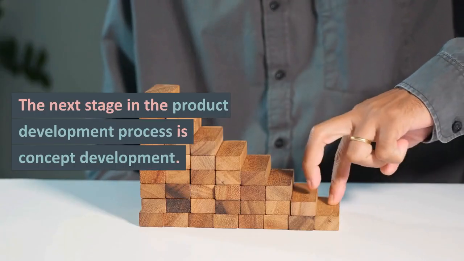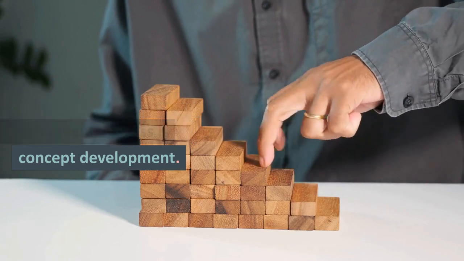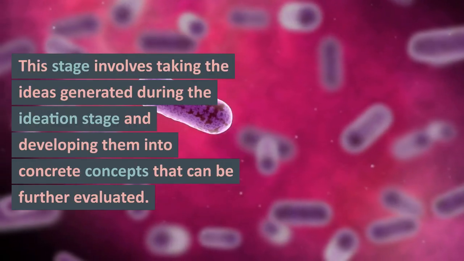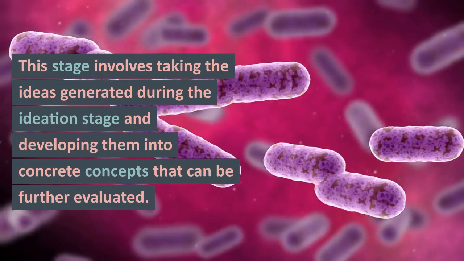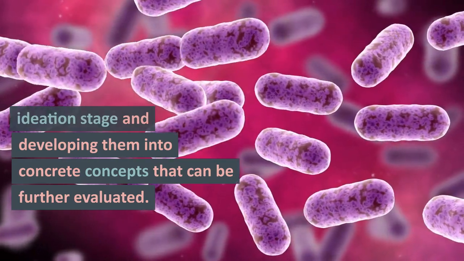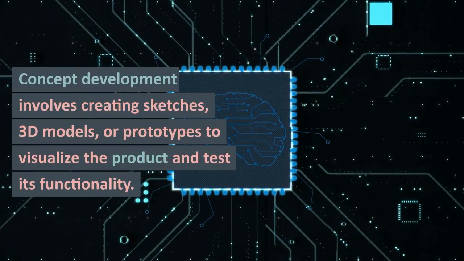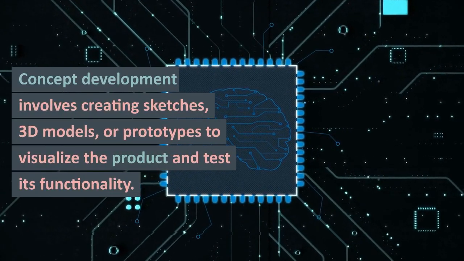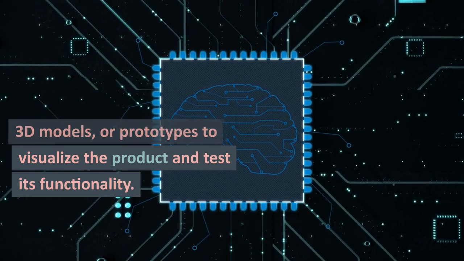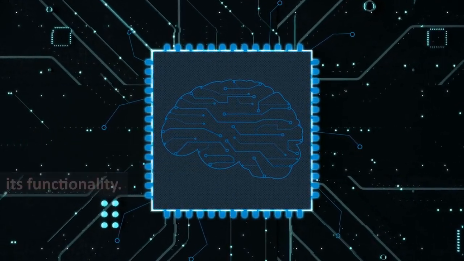Stage 2. Concept development. The next stage in the product development process is concept development. This stage involves taking the ideas generated during the ideation stage and developing them into concrete concepts that can be further evaluated. Concept development involves creating sketches, 3D models, or prototypes to visualize the product and test its functionality.